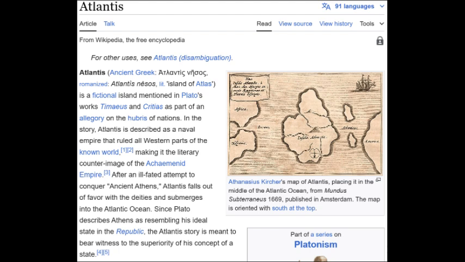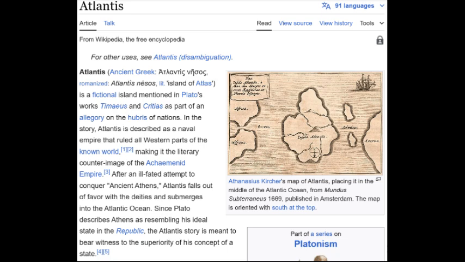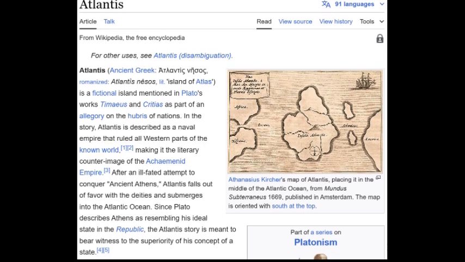They're adding another lens, another overlay, another way to distort your viewpoint of such a thing. After an ill-fated attempt to conquer ancient Athens, Atlantis falls out of favor with the deities and submerges into the Atlantic Ocean. Since Plato describes the Athens as resembling his ideal state in the Republic, the Atlantis story is meant to bear witness to the superiority of his concept of a state.